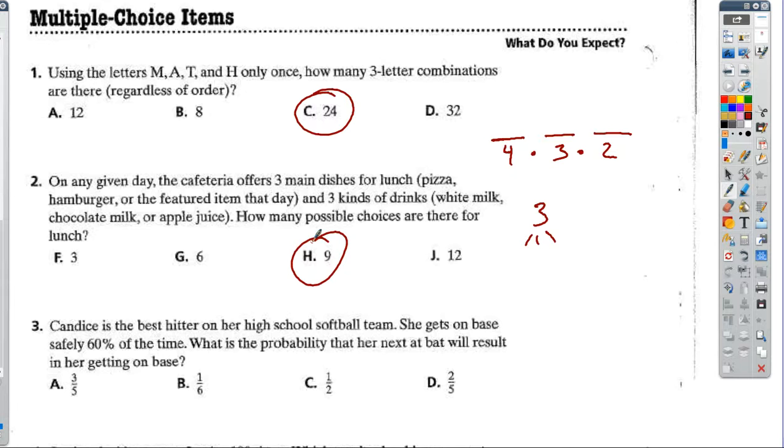Candace is the best hitter in her high school softball team. Why do they call it softball? The ball is so hard.